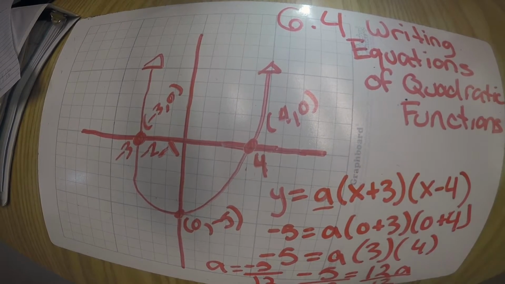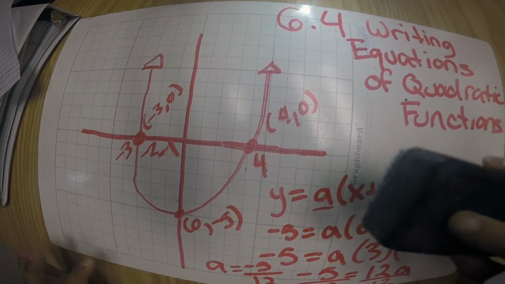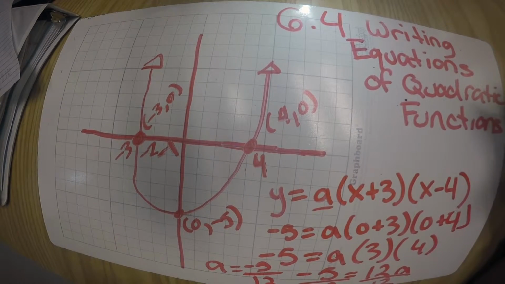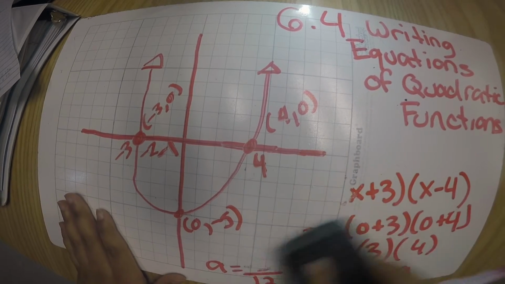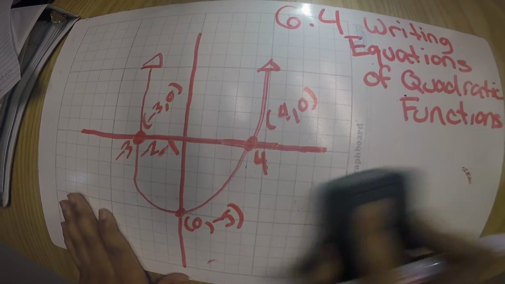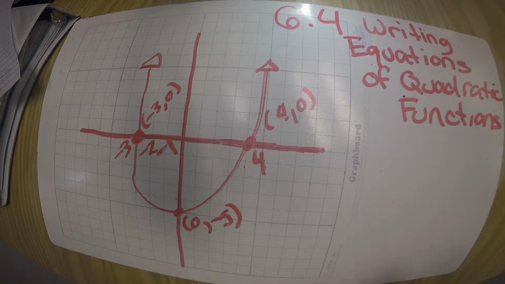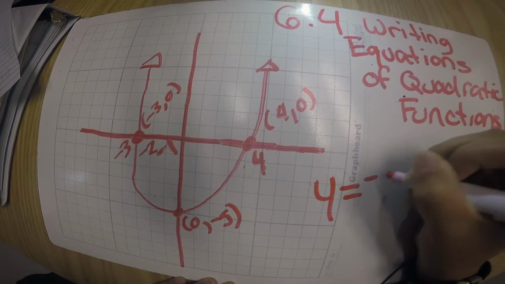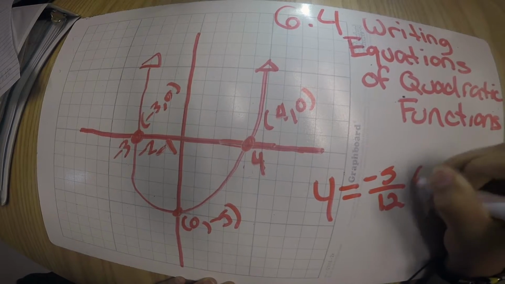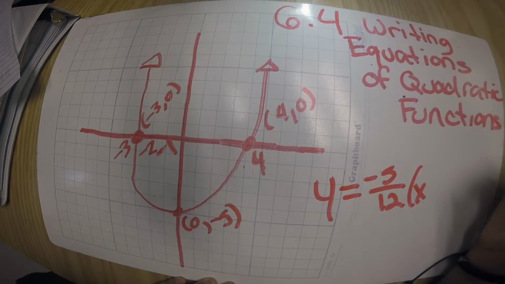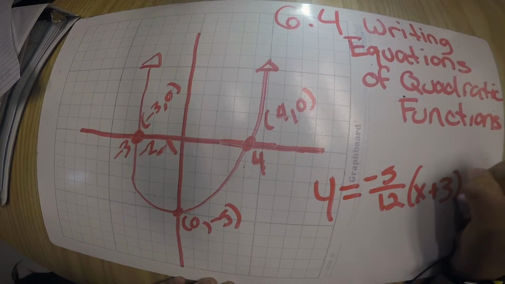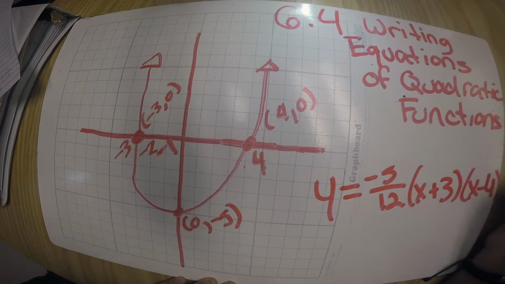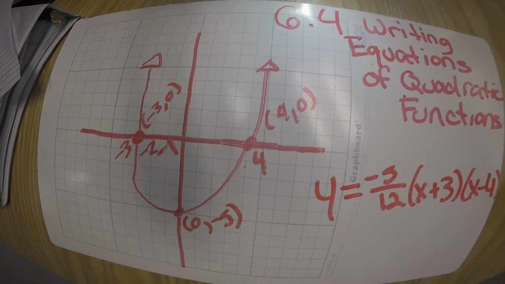That looks messy. But then we plug it back into the equation. So let me erase all this. So then we plug it back in the equation. It was -5 over 12, x plus 3, x minus 4.